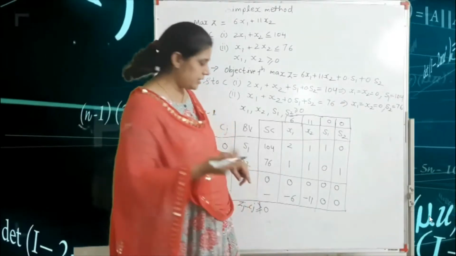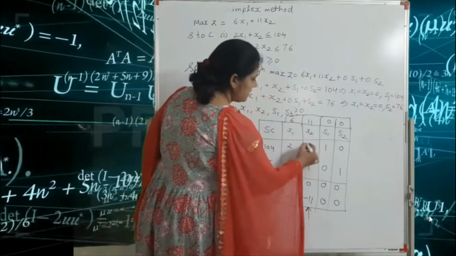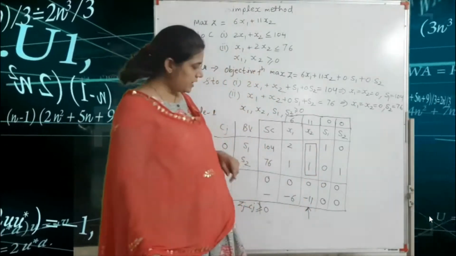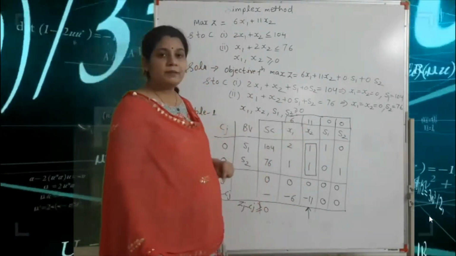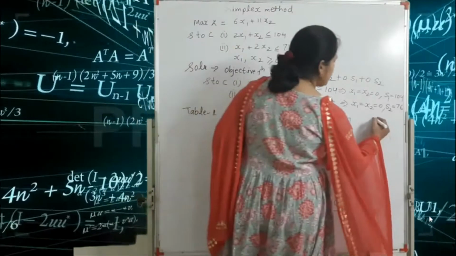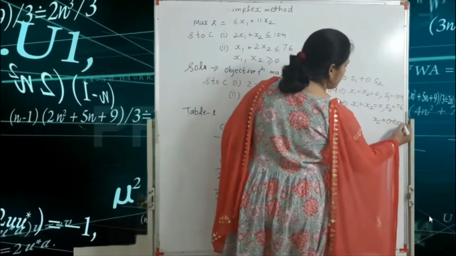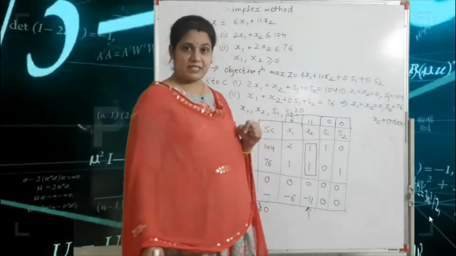Okay, both are correct. So this largest value is 11 with a negative sign, so this is the key column. According to the key column, your x2 variable is enter. So we write here x2 variable is enter.